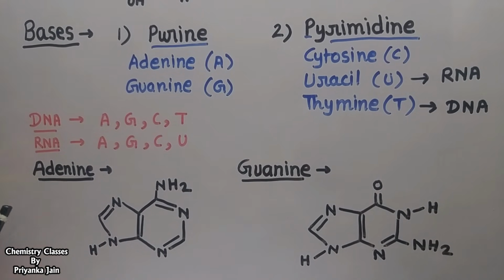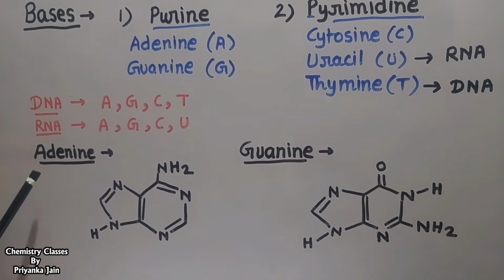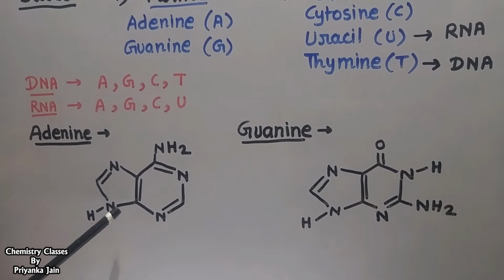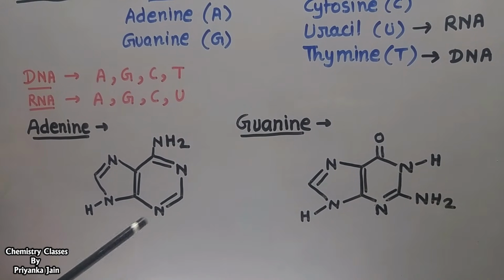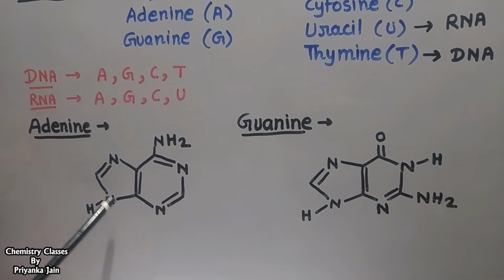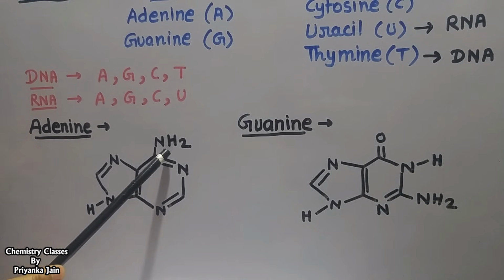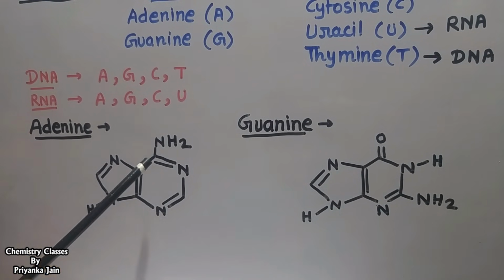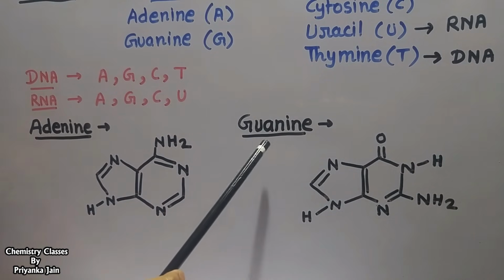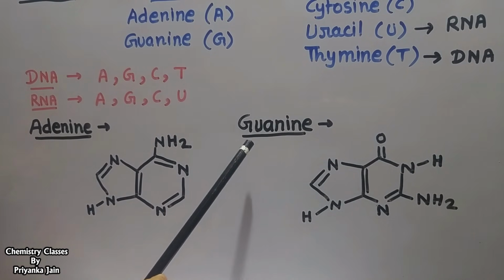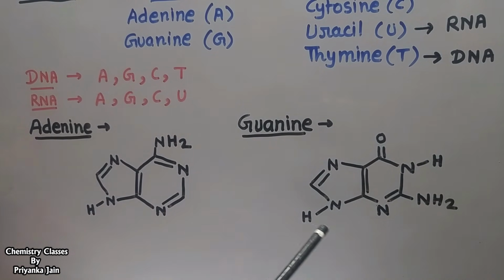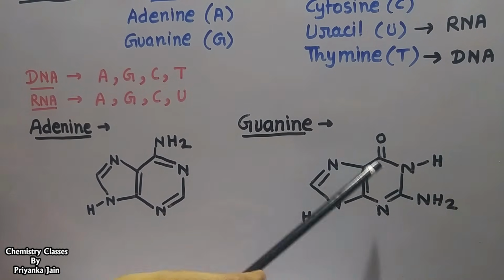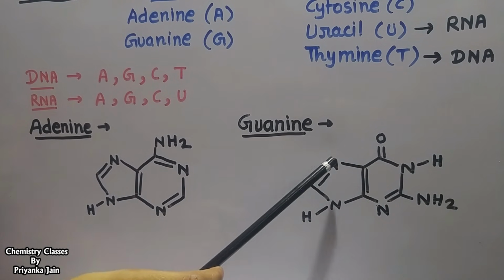If we look at the structure of adenine, this is the structure of adenine and this possesses the purine skeleton at which this amino group is substituted. So it is a purine base. And guanine, this is the structure of guanine. It also possesses the purine skeleton and in this there is an amino group and this keto group is also present in the case of guanine.